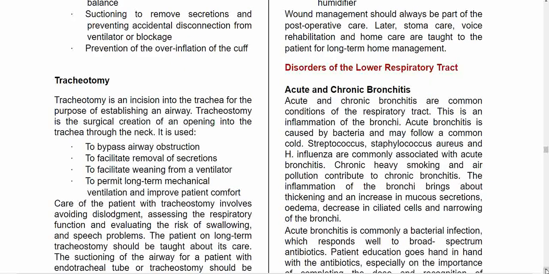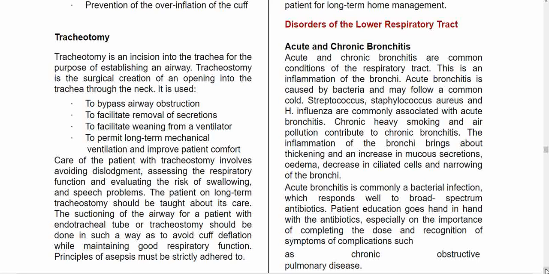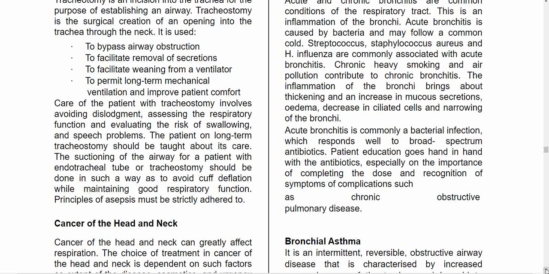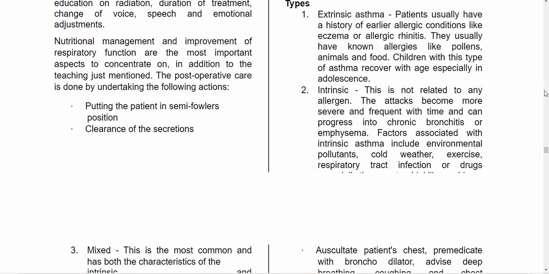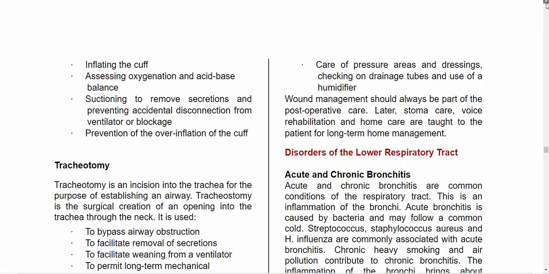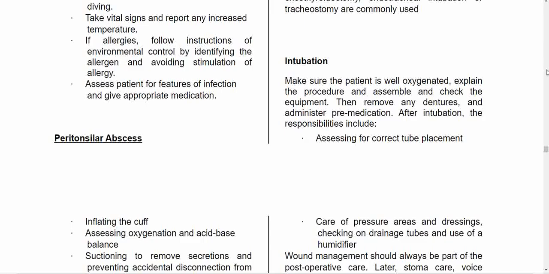Chronic heavy smoking and air pollution contribute to chronic bronchitis as well, and the inflammation of the bronchi brings about thickening and an increase in mucus secretion, edema, a decrease in ciliated cells, and narrowing of the bronchi also. So acute bronchitis is commonly a bacterial infection. Those are very key things to learn. We still have many aspects of today's knowledge, and there are very many, and you should fight to at least understand them.